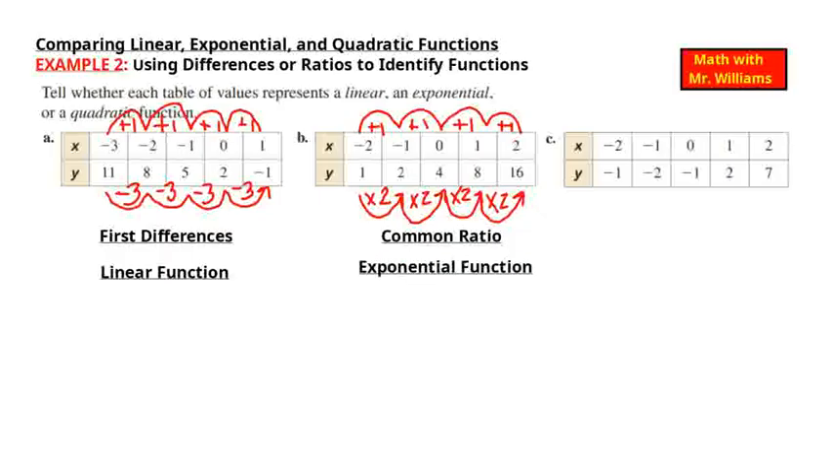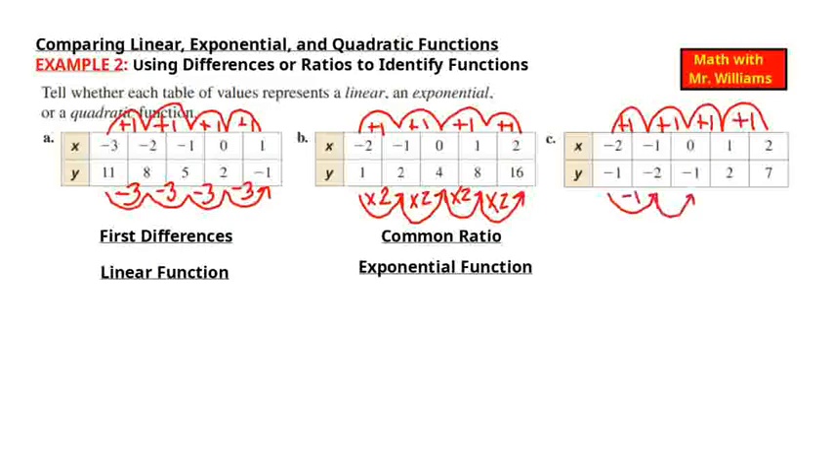All right, on to C. Take a look at the x value first. We can see it again is increasing by that same amount of 1 each time. All right, but let's take a look at that y value. So we start with the first differences. So how do we get from negative 1 to negative 2? Well, we're going to take away 1.